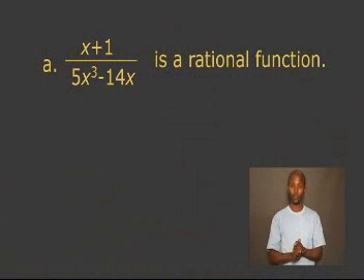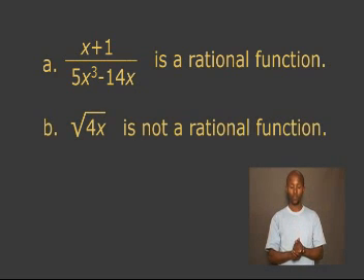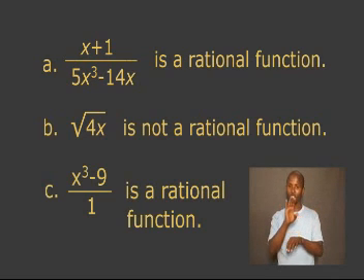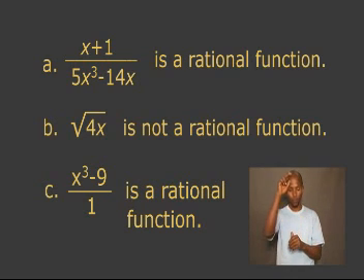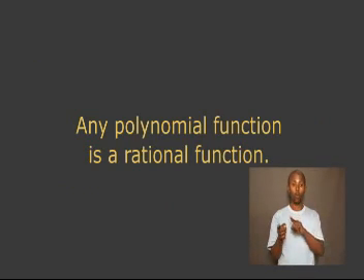Let's get back to our lesson. Hello, students. Did you manage to decide? Function A is rational, since it is in the form of p of x over q of x. Function B does not have the correct form, so it is not a rational function. Function C is a rational function. Notice that it is equal to y equals 2x cubed minus 9. We can conclude from this that any polynomial function is also a rational function.